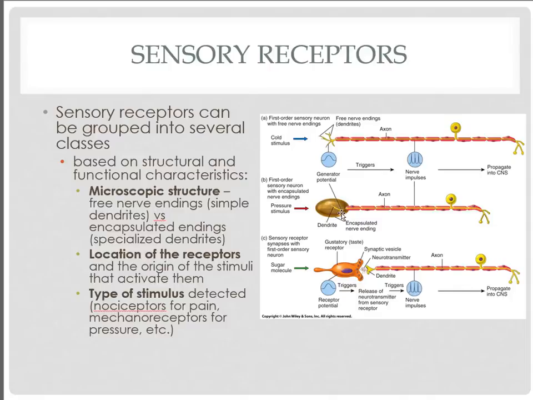Now we can also look at the location of the receptors. Where are they located specifically on the body? Are they located generally along the skin? Are they located in certain cavities of the head, or so forth? Next, we can also describe the type of stimulus. What type of stimulus is received? Are these going to be receptors that are going to be receiving chemical information? Are they going to sense joint position information? Are they going to detect pressure?